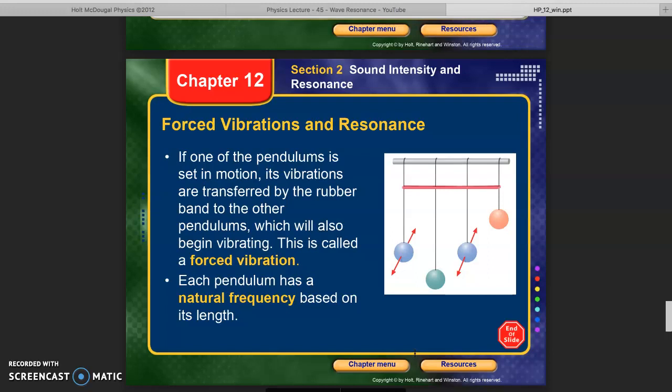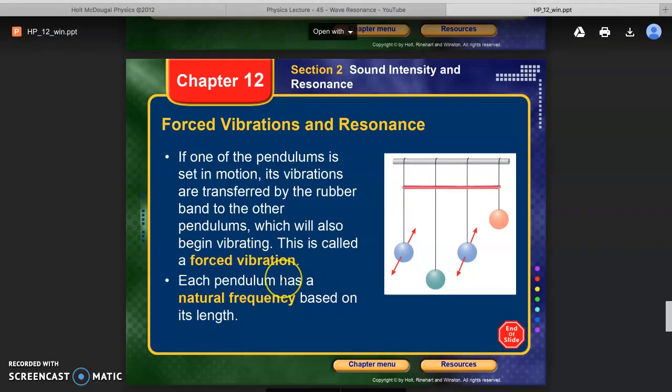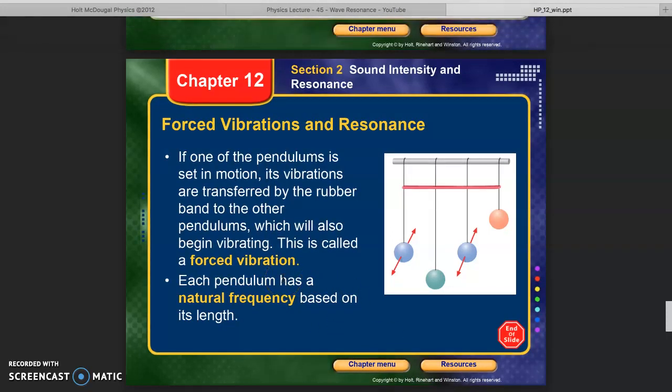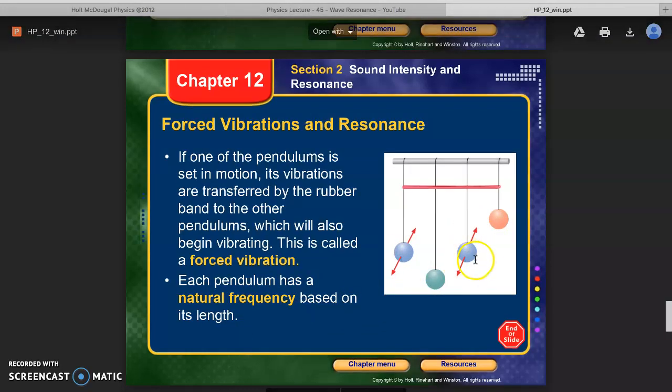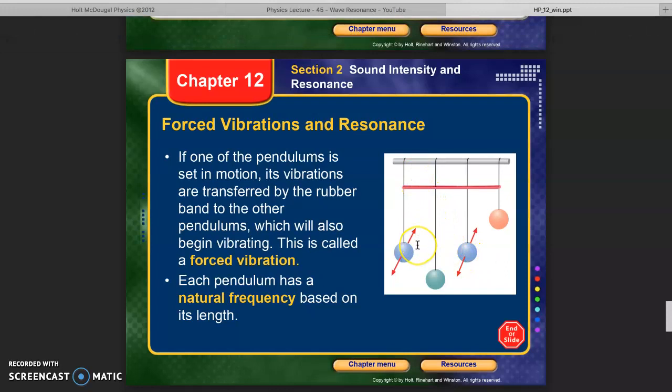Resonance, I'm also going to post a video on resonance next to this video, and you have to watch it and take notes. Here we have 4 pendulums. If you notice, the 2 blue pendulums have the same length. If one of the pendulums is set in motion, its vibrations are transferred by the red rubber band to the other pendulums, which also begin vibrating. So this is going to take the motion over to all of them.